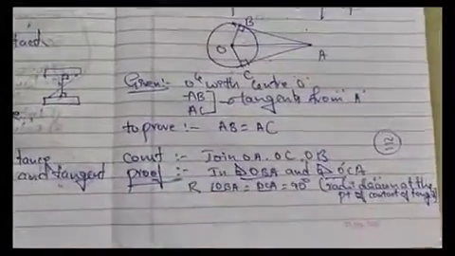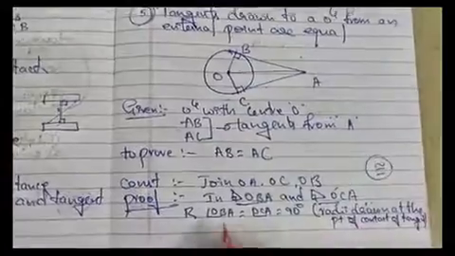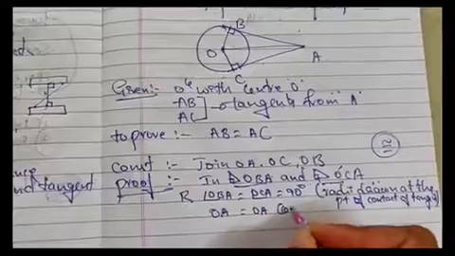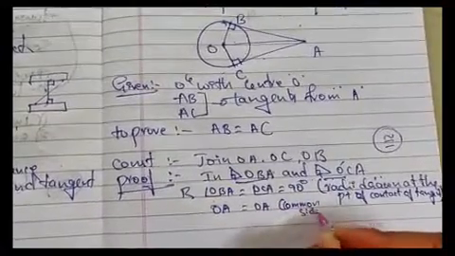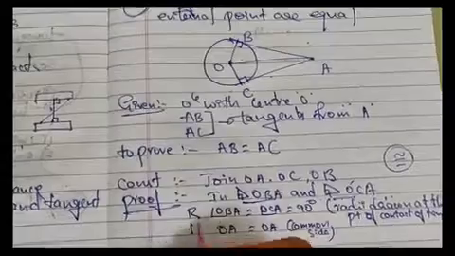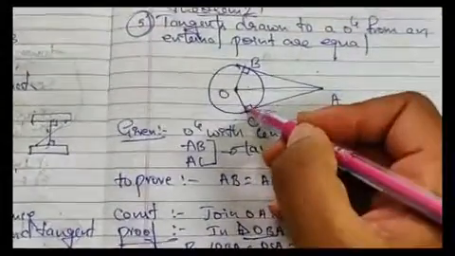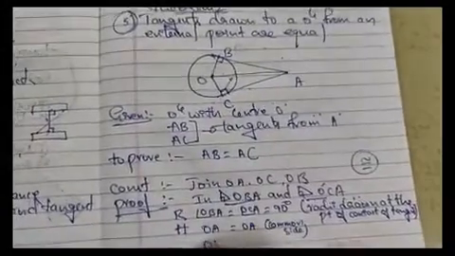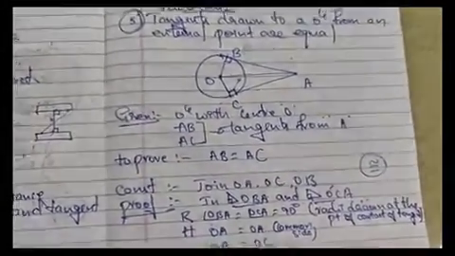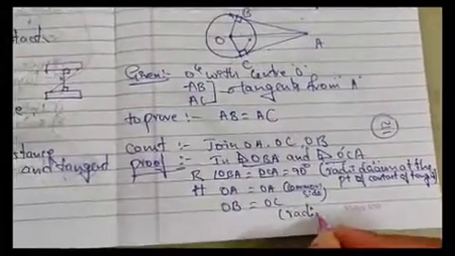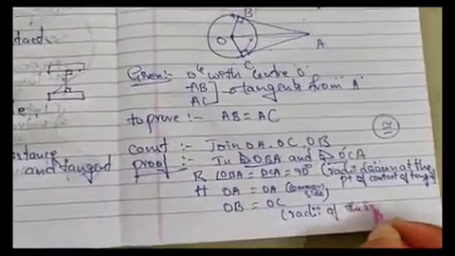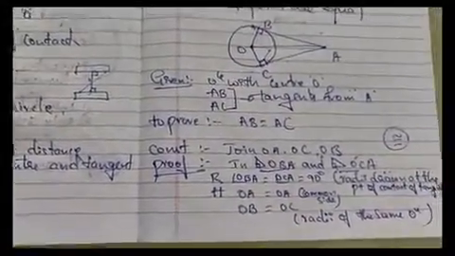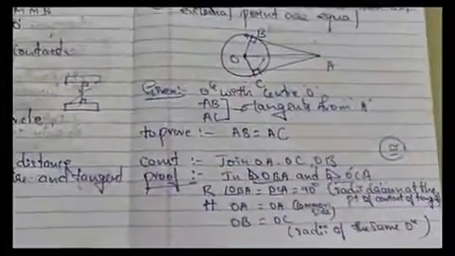So I got R. Then what is common? OA is equal to OA. What is the reason? We will give the reason: common side, which is nothing but the hypotenuse. Can you see? It is a right angle and the opposite side is called the hypotenuse. Then OB is equal to OC. What will be the reason? Radii of the same circle. If they are radii of the same circle, then definitely both will be of the same length.